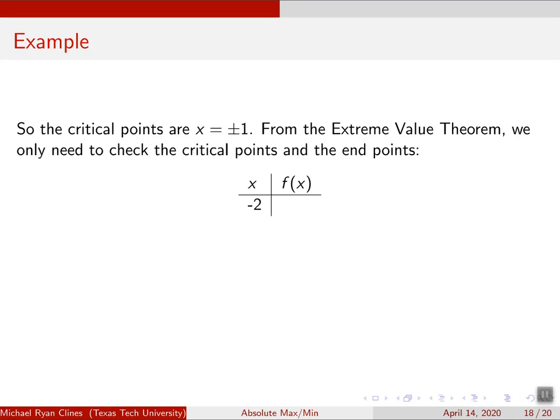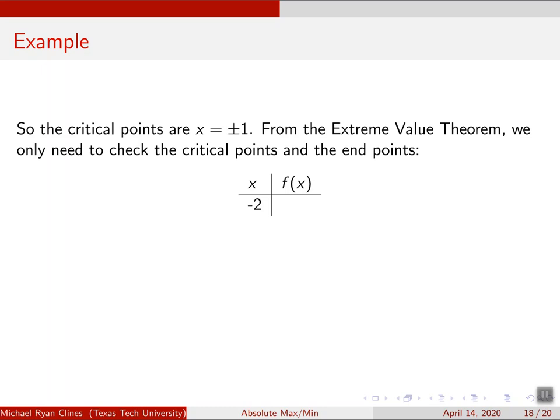Build a table. There is no order in which to check these numbers. You can start with +1, then -1, then +2, -2. It really doesn't matter as long as you get all of them. So I'm just going to go in increasing order.